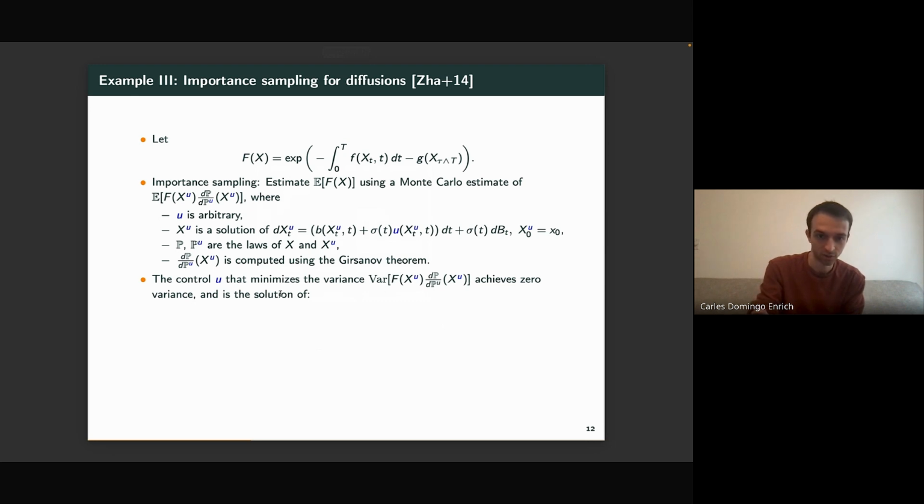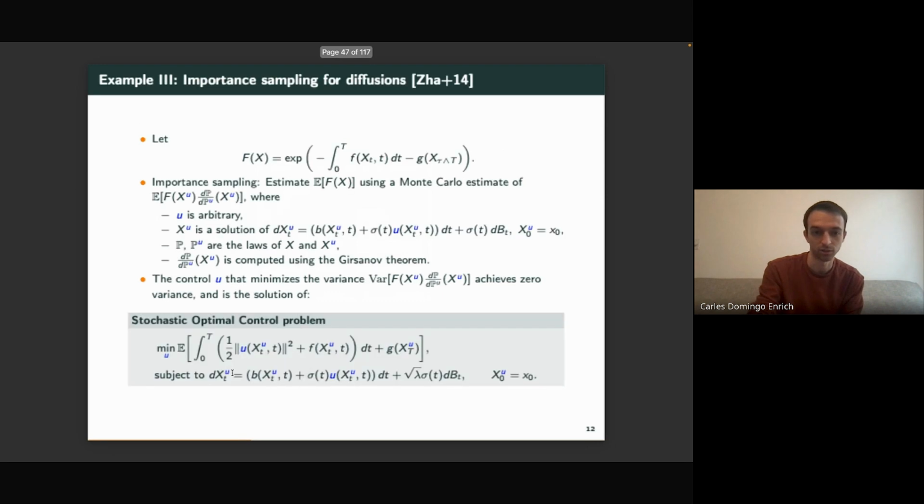It's nice because the control u that you plug in here to minimize the variance of this whole thing achieves 0 variance. And this is the solution of, you guessed it, the stochastic optimal control problem I've been talking about the whole time. So that's yet another view on why you want to solve stochastic optimal control problems. Every time you want to perform importance sampling, you want to solve SOC problems.